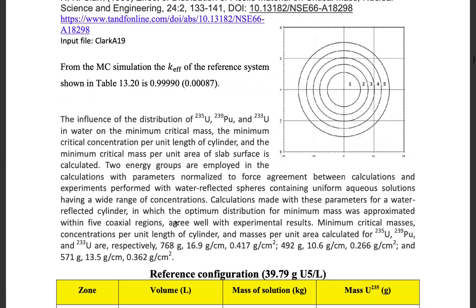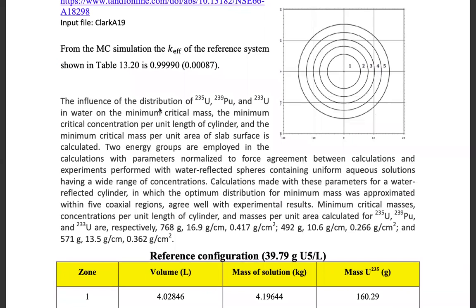Now, what Clark's paper does is that he looks at the influence of non-uniform distribution of the fissile actinides, U235, plutonium-239, and uranium-233. So it's a homogeneous mixture, and there is a very interesting concept called the minimum critical mass. Of course, we were taught that critical mass is the minimum amount of mass that you need to sustain a chain reaction. But even within the possible critical masses, there is a further minimum which comes about by non-uniform distribution.